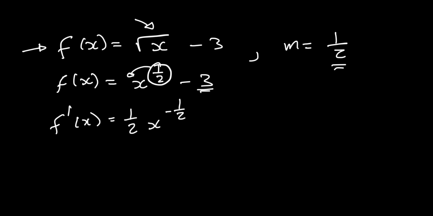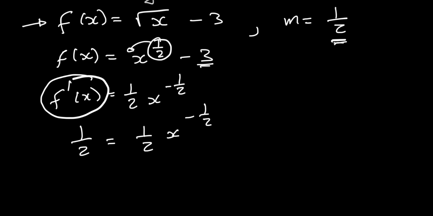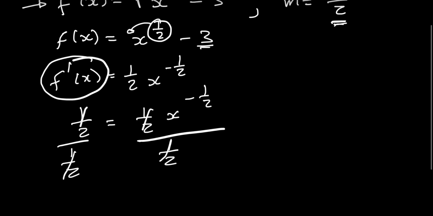So after we have done that, we have to find the coordinates. But remember, the gradient is given as 1 over 2. So we'll substitute the gradient as 1 over 2, and then we have 1 over 2 x to the power of negative 1 over 2. So in this case, we can divide both sides by 1 over 2. If we divide both sides by 1 over 2, we're going to get 1 is equal to x to the power of negative 1 over 2.